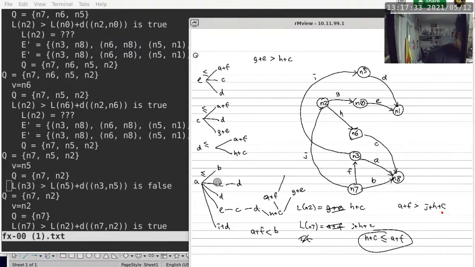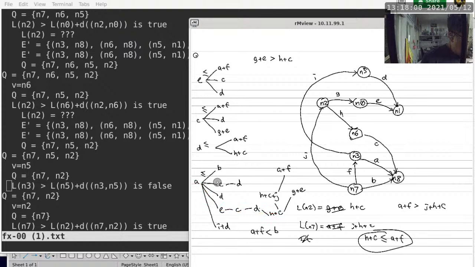A plus F is greater than J plus H plus C. I'll make a change here because I want to make sure that we capture every single piece of information. So I'm basically re-expressing the ordering, and this time we can look at this linear line.